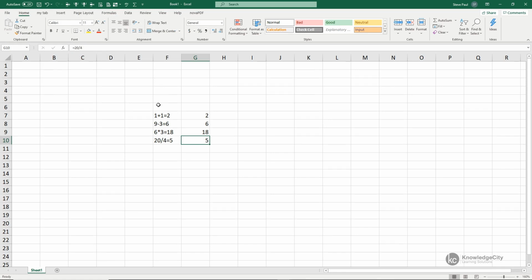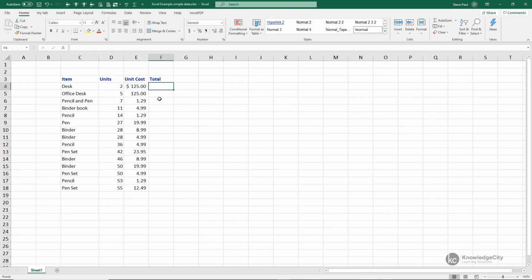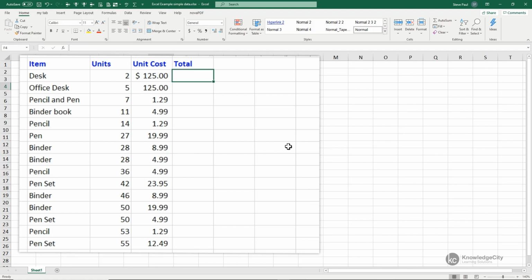You can also do this with referencing cells too. So here we have another worksheet where we have the units and the unit cost. And if you want to know what this would be in a total here, we can reference a cell. We can do this a couple different ways. We'll go over both ways. Here we can do an equal, and this 2 is in D4. So we can type in D4, and then we can do the multiply sign. And unit cost is in E4. So we put in E4, enter, and we get 250.